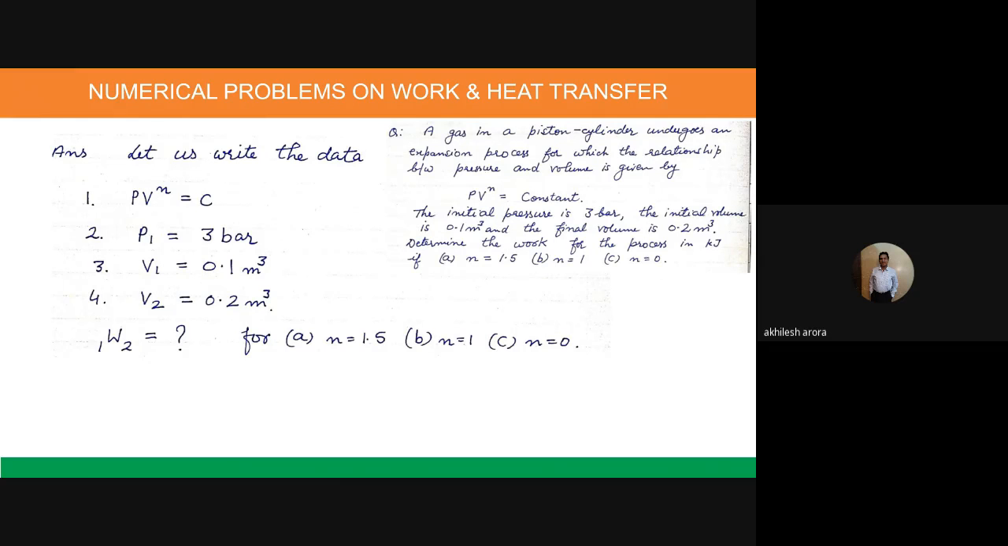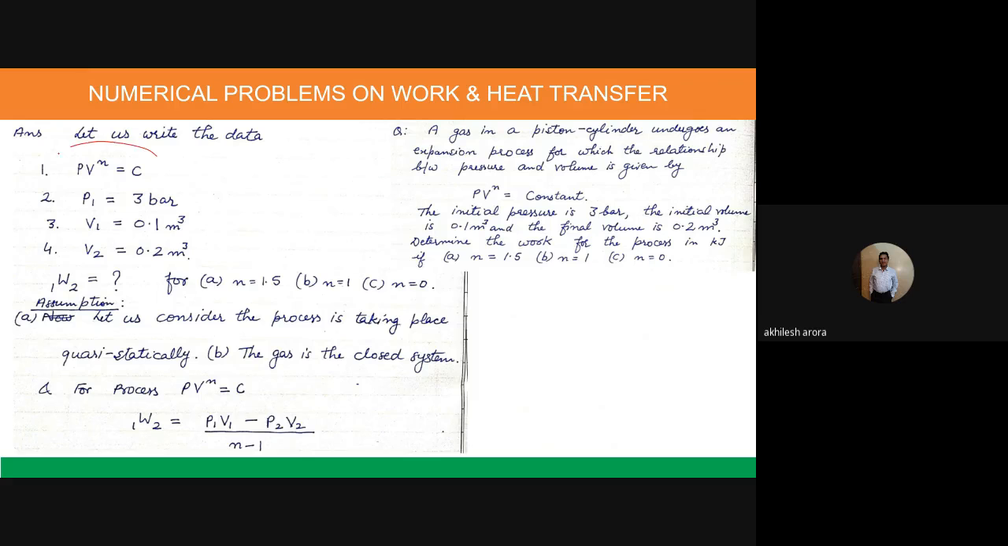So first of all, we can write the data. The process is PV raised to power n equal to constant. Pressure P1 is 3 bar, volume V1 is 0.1 meter cube, V2 is 0.2 meter cube, and for case A the value of n is 1.5, for B it is 1, for C it is equal to 0, and we are asked to calculate the value of W1-2.